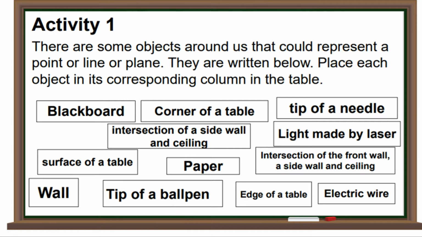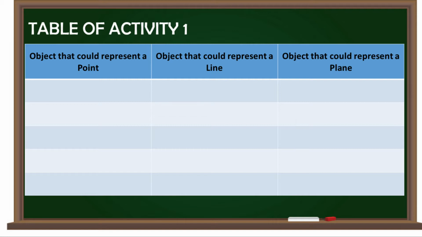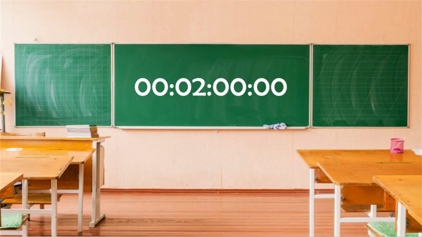Activity number 1. There are some objects around us that could represent a point or a line or a plane. They are written below. Place each object in its corresponding column in a table. I will give you 2 minutes to complete the table. Time is up. How did you recognize the object? Correct, because of its appearance. Based from our activity, we already attained our objective number 1.